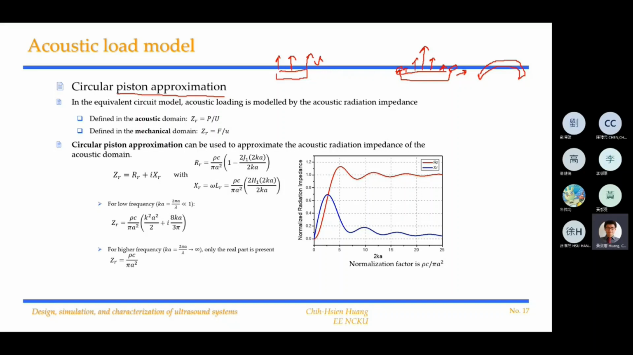So here we have a definition: acoustic domain impedance is your pressure divided by your particle velocity, and in the mechanical domain, your impedance is force divided by how much mechanical velocity we have, right? And usually we can write the acoustic radiation impedance as a real part and an imaginary part. The real part can be calculated with an equation corresponding to the Bessel functions, and the imaginary part also. If you draw this out, it should look like that.